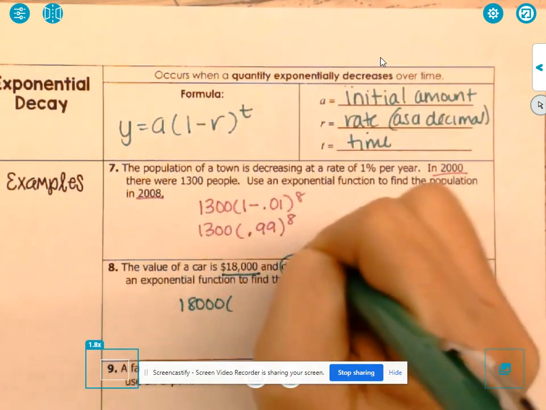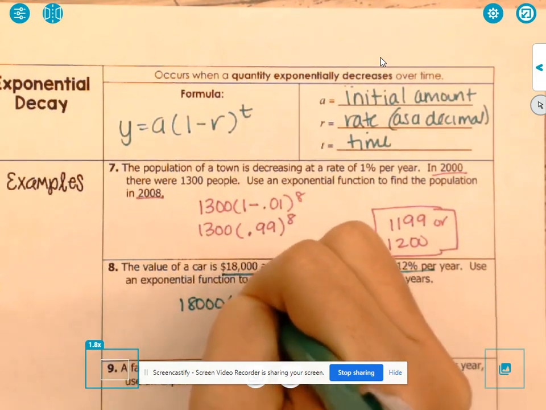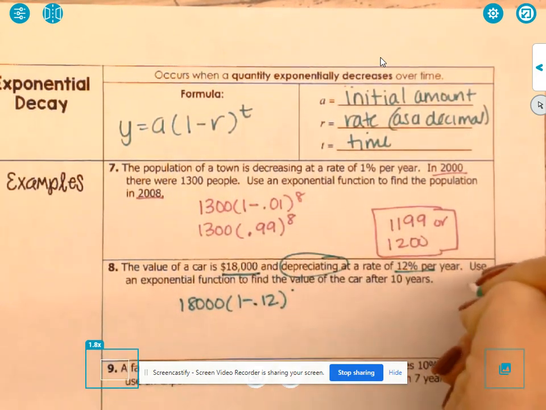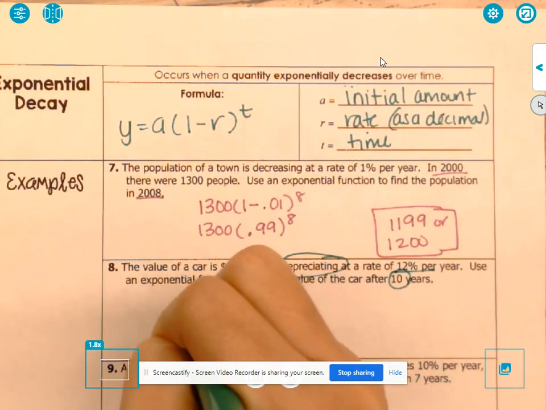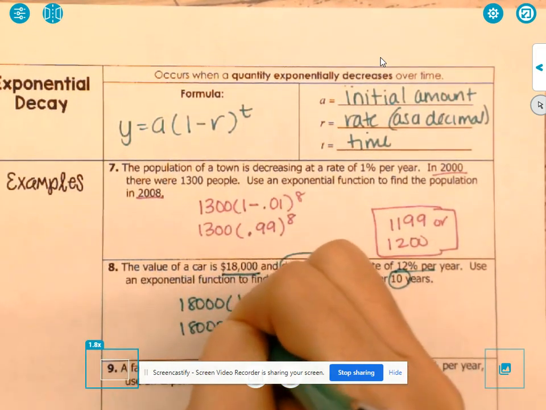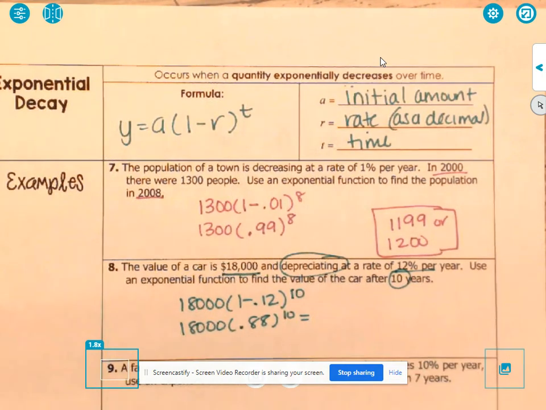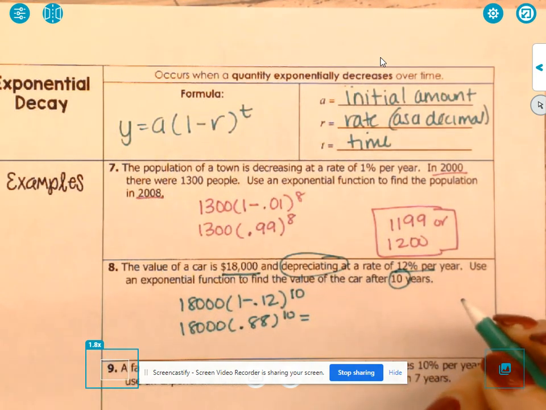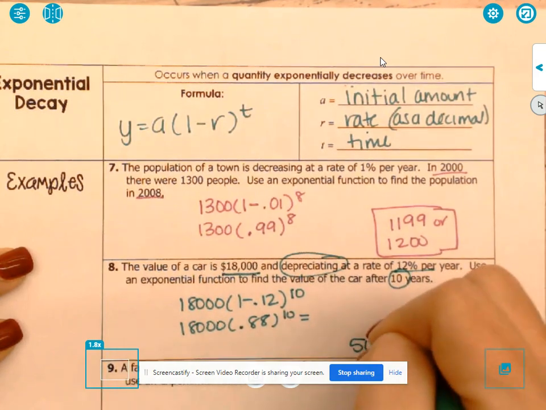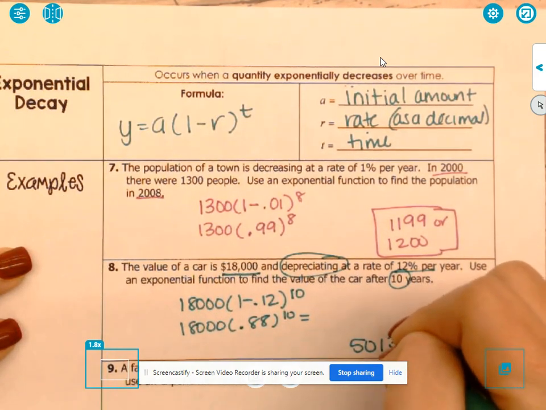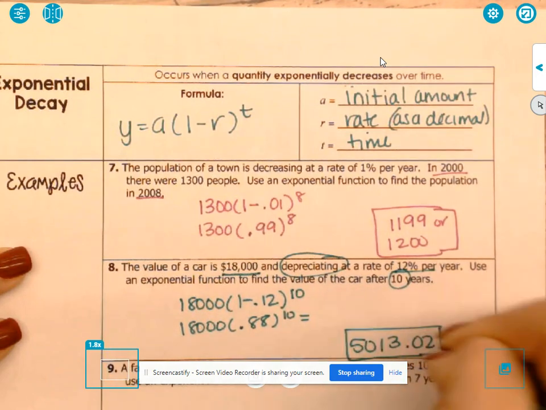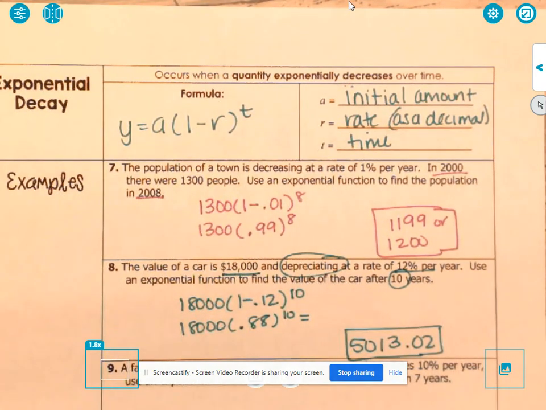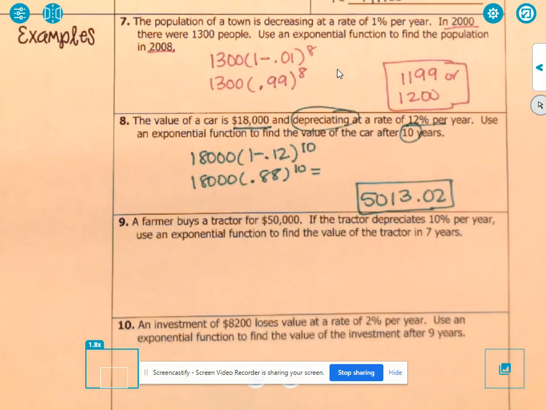All right, number 8, we've got 18,000 as our initial. We are depreciating, that's our decay, at 12%, so 1 minus 0.12. Okay, after 10 years, so to the 10th. So 18,000 times 0.88 to the 10th is what I'm going to plug in. And that's going to give me 5. We're talking about money again, so that's going to give me 5,513.02 when I round. Okay.